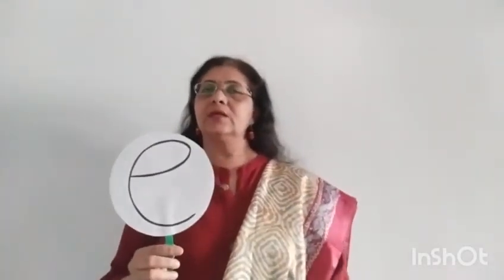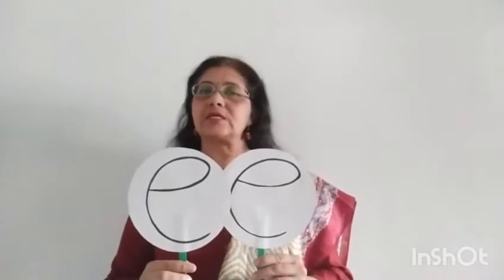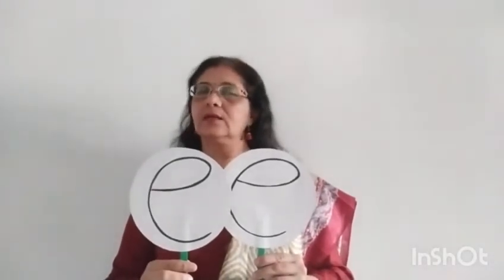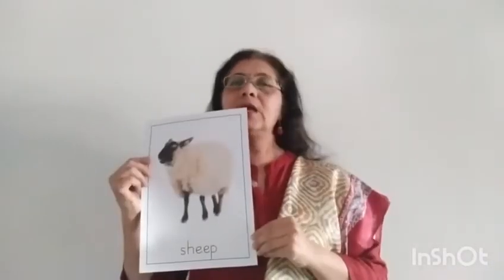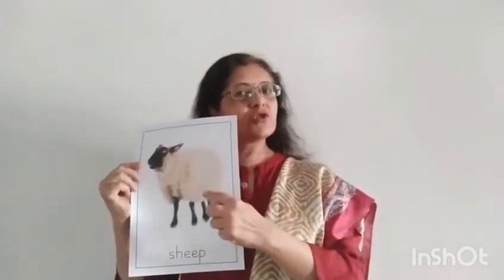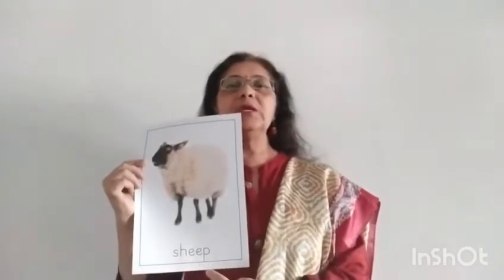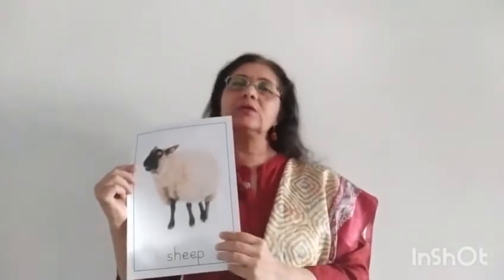For example, this is letter E and this is letter E. Together they make one sound and the sound is E. Children, please repeat after me. E. E. Now the first picture. This is the picture of sheep. S-H-E-E-P. Sheep. Sheep.